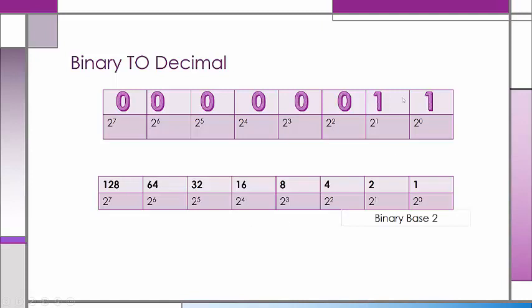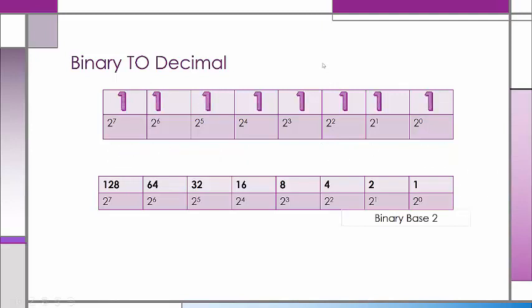Okay, what is the decimal value of 00000011? Well, let's see. 2 to the 0, there's definitely a value there, so 2 to the 0 is equal to 1. There is a value here, so 2 to the 1 is 2, and then 0, 0, 0, 0, 0, 0. So 2 plus 1 is 3. So this is the binary representation of the decimal number 3. Okay? Let's try one more.